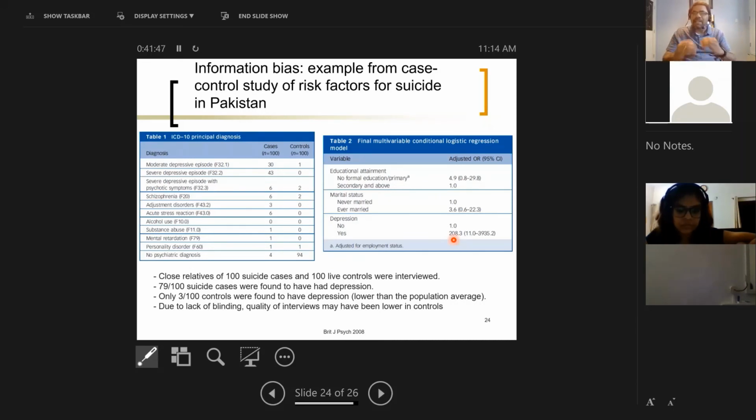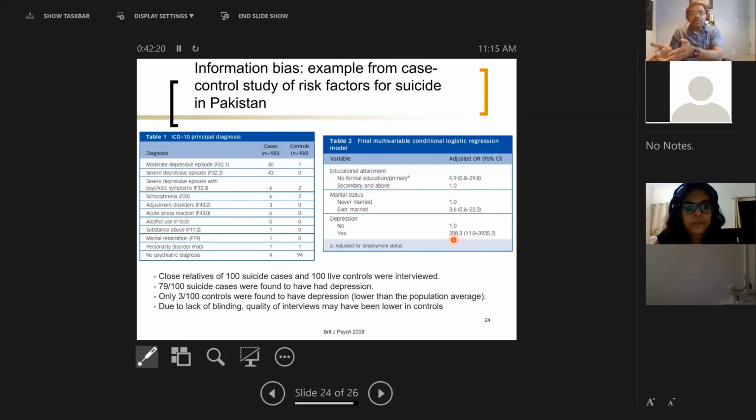It's practically non-existent, which means it's quite possible, due to lack of blinding, that the quality of interviews was vastly different. If I was interviewing the next of kin of somebody who committed suicide, I may have spent a lot of time probing about their mental health and getting their depression. And the relatives who gave the information may have also over-reported depression because they just had somebody die in the house, right? Was your husband depressed? Yes, yes, yes. He was very sad before he died, right?